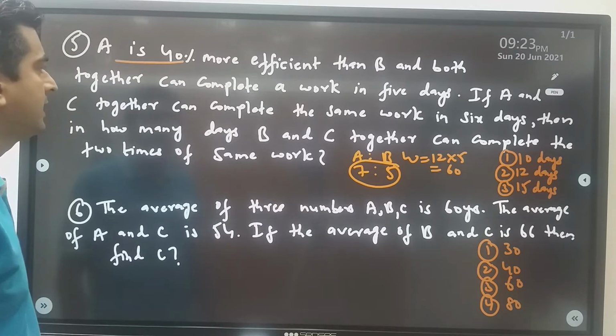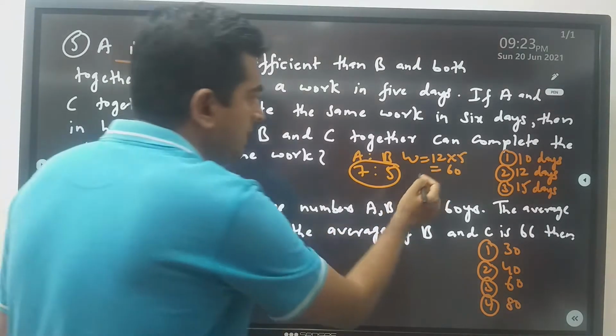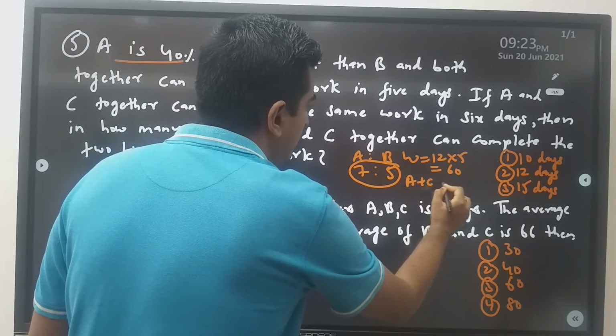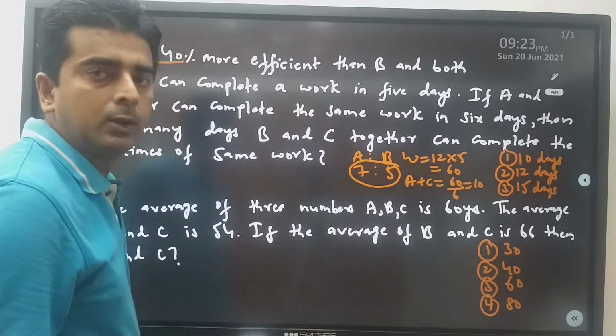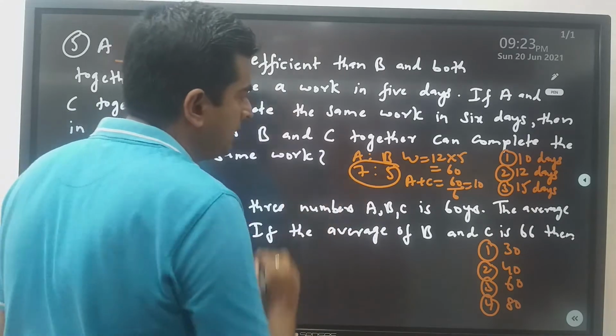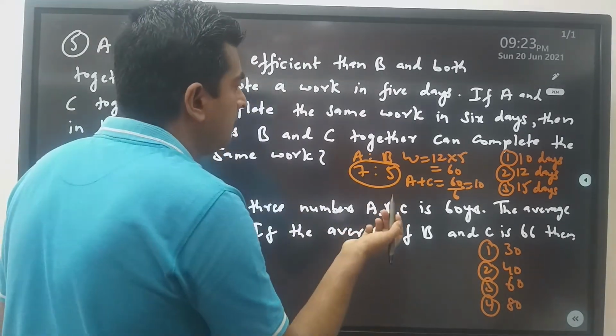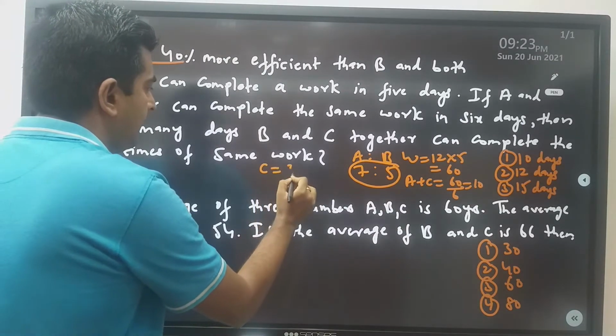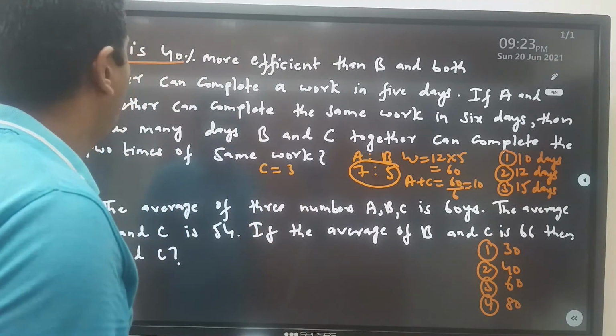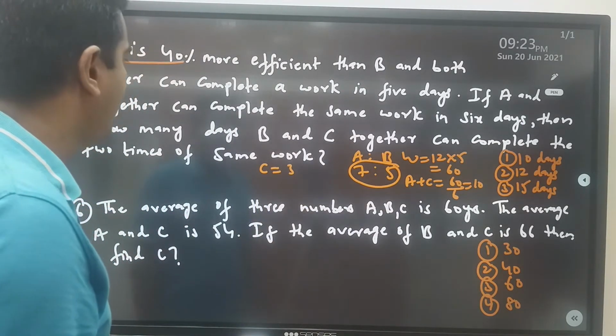If A and C together can complete the same work in 6 days, work is 60. So A plus C is how much? 60 by 6, which is 10. A plus C together efficiency is 10. In that, A's efficiency is 7. So what is C's efficiency? 10 minus 7, 3.